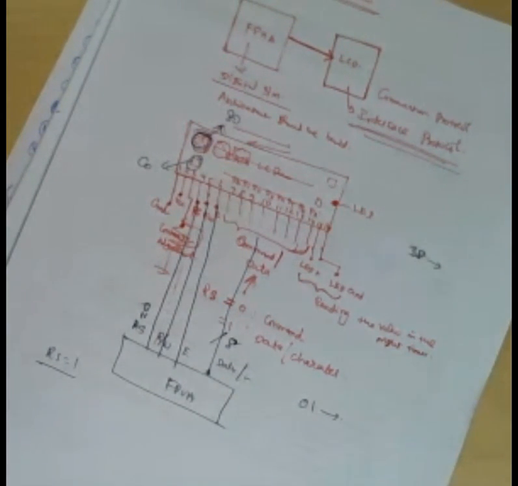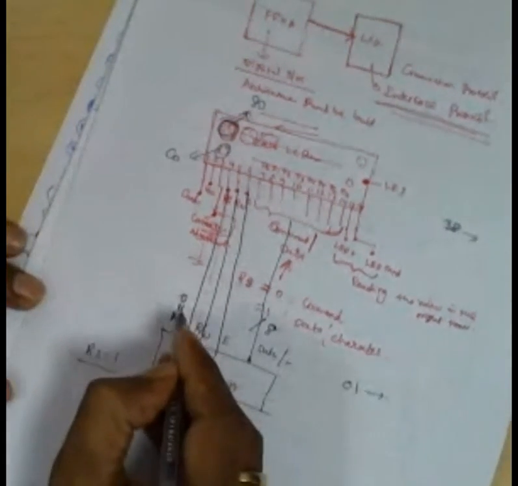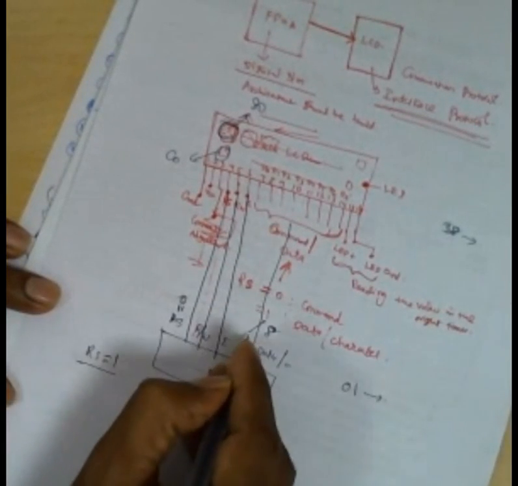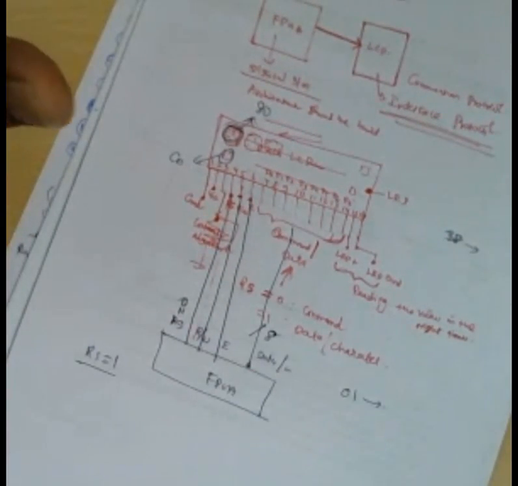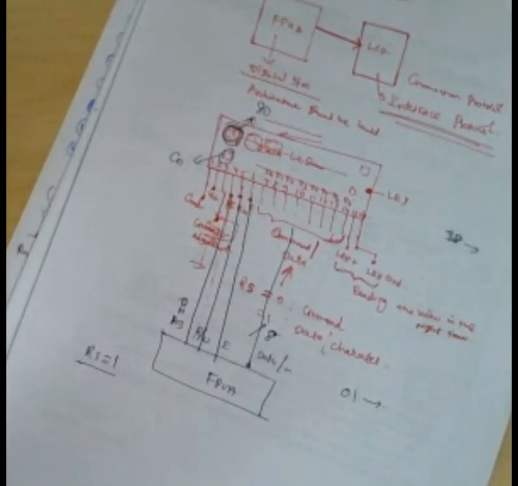You got the idea? So RS equal to 0, yes, Uma. So this instruction 0 and 1, how are we sending this to the LCD? Wait, I'm coming to it. Okay, sir. So RS equal to 0 means whatever we are sending will be taken as a command. RS equal to 1 means character. Therefore, there is a display.